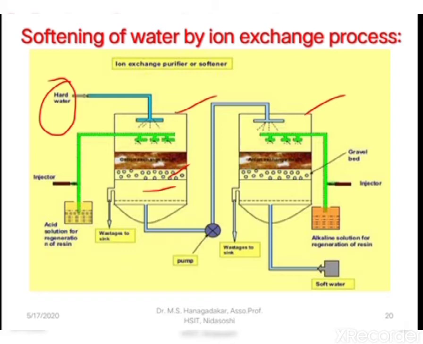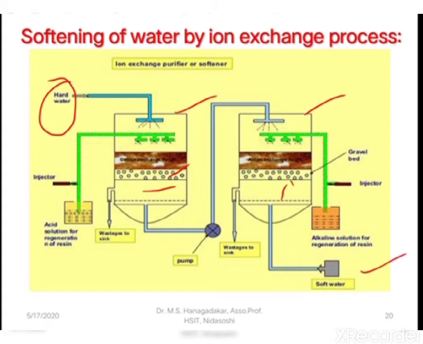After the first compartment, the water is pumped into the second compartment containing anion exchange resin, where the anions like chloride, sulfate, nitrate, etc., if present, are exchanged by the hydroxyl ions of the anion exchange resins. The water that comes out from the bottom of the second compartment, free from both cations and anions, is called soft water.